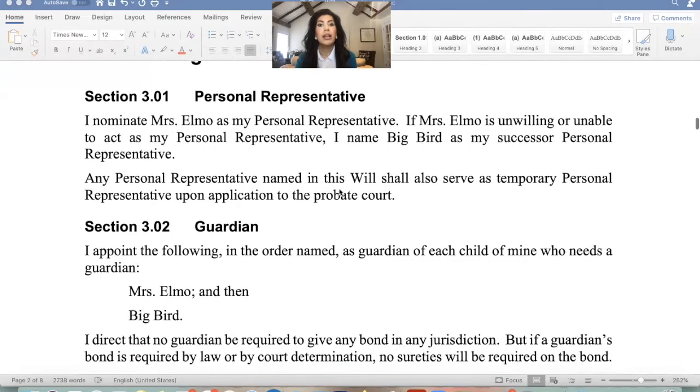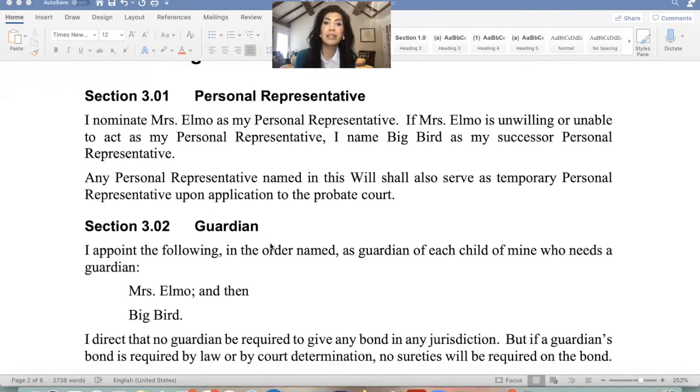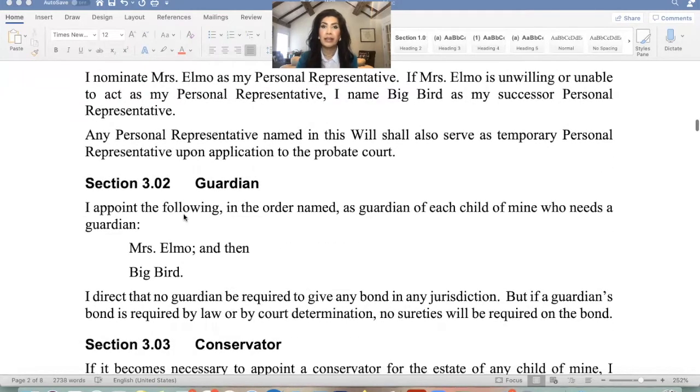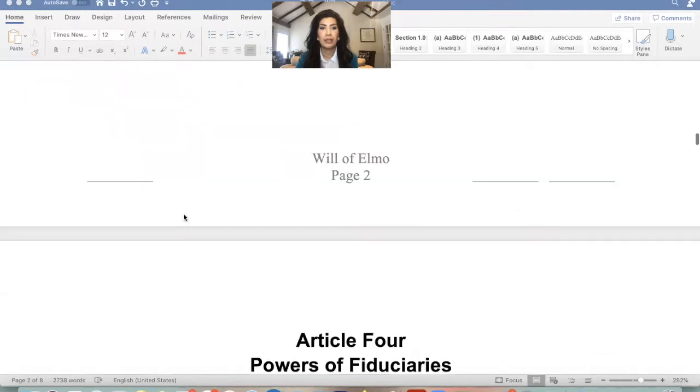The will is also the document that names a legal guardian for your children, if you have young children. So you can see here that the guardian is also named. Elmo has nominated Mrs. Elmo, and after Mrs. Elmo is Big Bird.